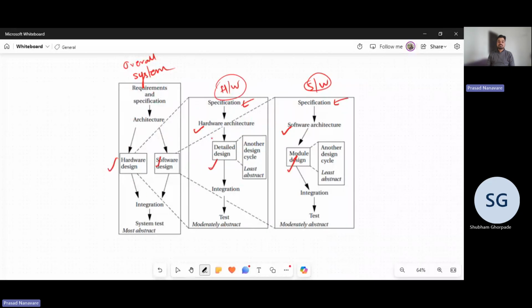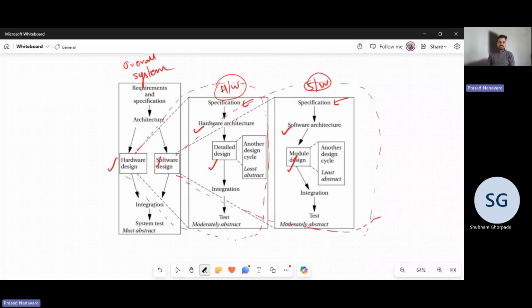So the software part and the hardware. See, the hardware design part is split like this, and the software design part is split like this. Like I told you, every module is again split into another set of design mechanisms. So this is how it is. And then comes the integration and test.